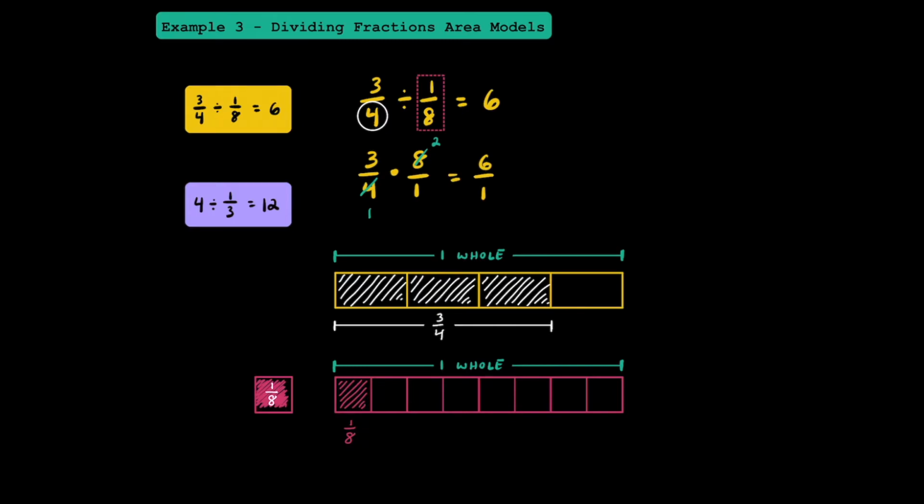Our goal here is to see how many times this 1/8 fits inside of the 3/4. Here we can see it fits in once, twice, 3 times, 4 times, 5 times, and 6 times. Hopefully this area model helps you see visually why 3/4 divided by 1/8 is actually 6. It's because 1/8 fits into 3/4 6 times.